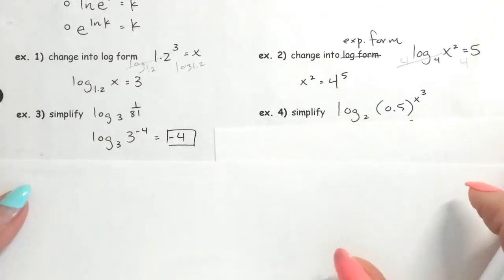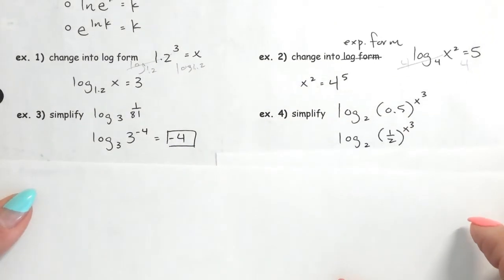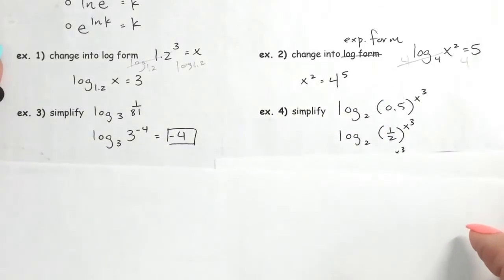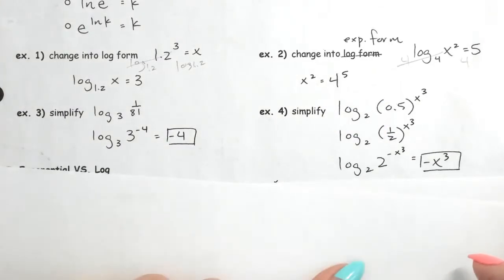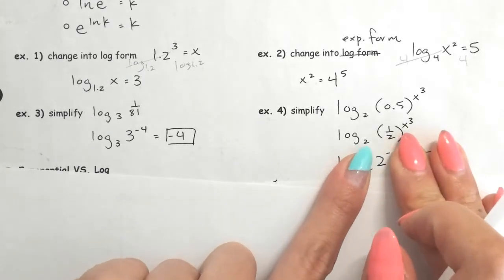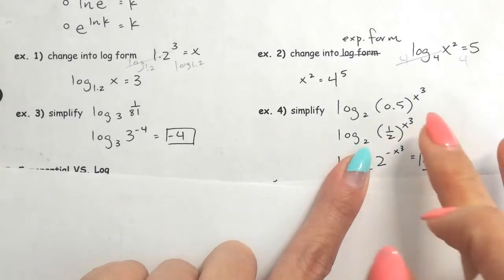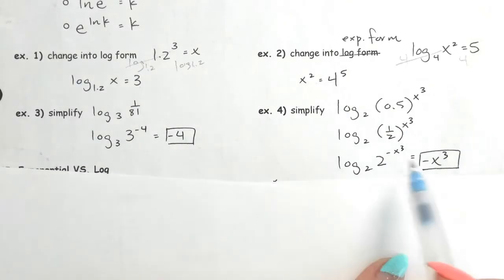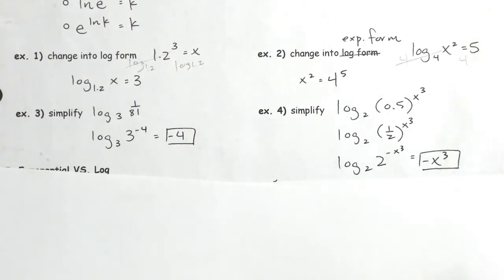So I'll kind of show you my work because we already talked through this one. So you know that 0.5 is 1/2, and then you can rewrite that as 2 to the negative 1 power. We can think of it like that, 2 to the negative 1 power, and then to the power of x cubed is going to be just that negative x cubed.